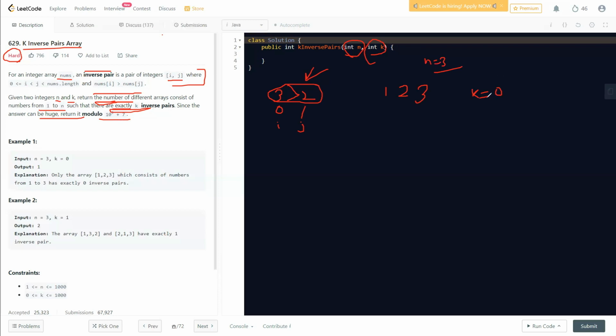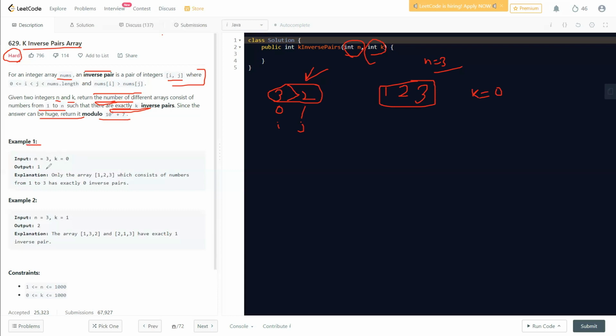So if our k is 0, that means there shouldn't be any inverse pair, right? Then how many arrays are possible? Is there any other array possible other than this 1, 2, 3? If our k is 0, that means they should be sorted in ascending order. Fine. So that's exactly what we mean. That's exactly what our example 1 is all about.